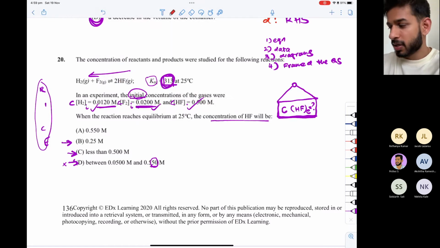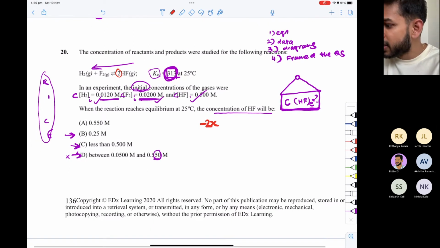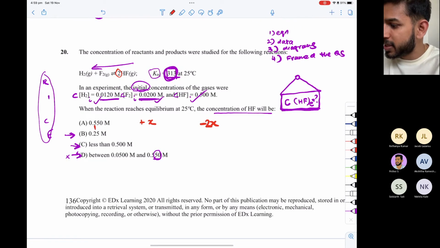You could do something along the lines of well, from what Sid's mentioned, Q is too big, the reverse reaction is going to be favored. Now, Jacob, if the reverse reaction is going to be favored, what's going to happen to HF? Is it going to increase or decrease? It would decrease. Good. So we know that HF needs to decrease by a factor of X, right? A factor of 2X to be specific because there's a 2 in front of it. And that means that F2 and H2 need to increase by X. Does everyone agree?